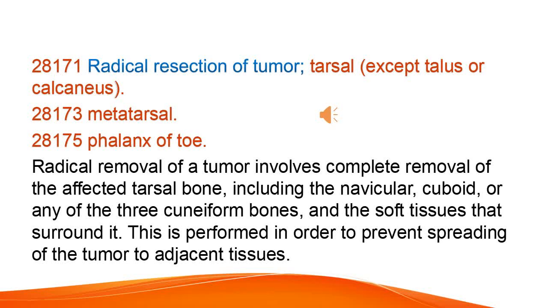Radical resection of tumor, tarsal, except talus or calcaneus. Metatarsal. Phalanx of toe. Radical removal of a tumor involves complete removal of the affected tarsal bone, including the navicular, cuboid, or any of the three cuneiform bones, and the soft tissues that surround it. This is performed in order to prevent spreading of the tumor to adjacent tissues.